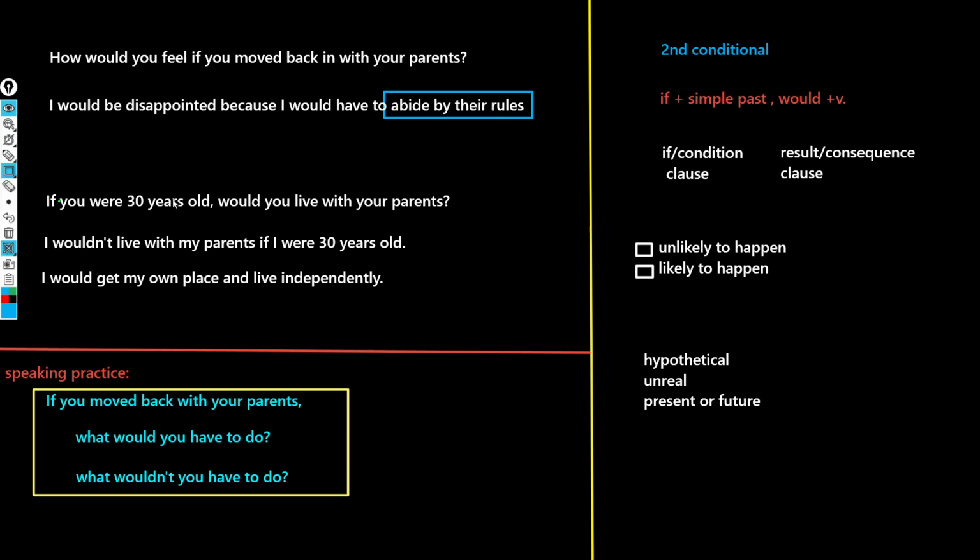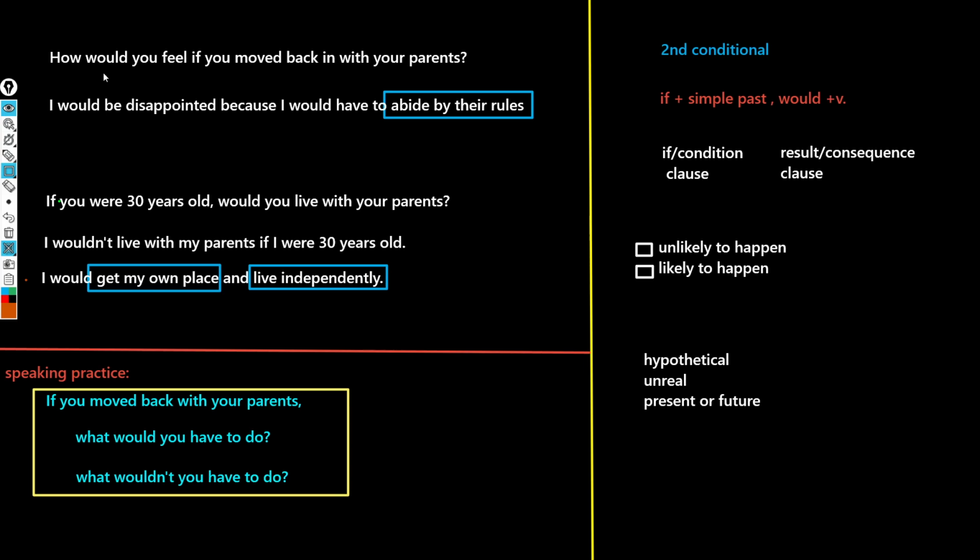If you were 30 years old, would you live with your parents? I, for one, wouldn't live with my parents if I were 30 years old. I would get my own place and live independently. I would choose to live on my own. Now let's go back and take a look at the structure of these sentences.